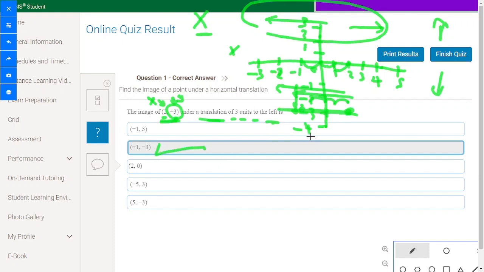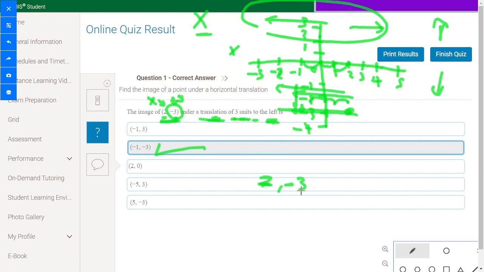So now let's say that I want to do it in a fast way. So now I have the point (2, -3). Here it is saying the translation of 3 units to the left. What does it mean to the left? That means I have to move 3 units to the left.